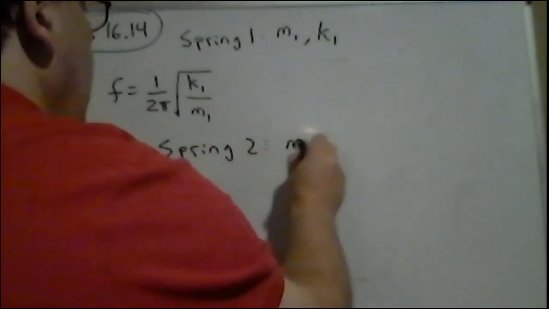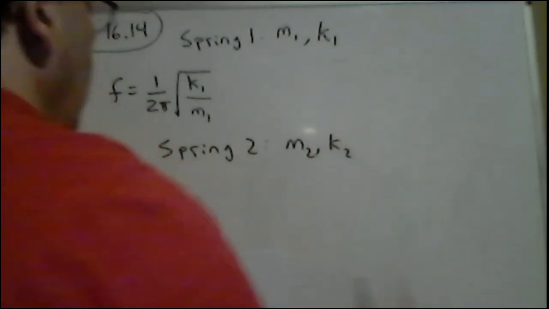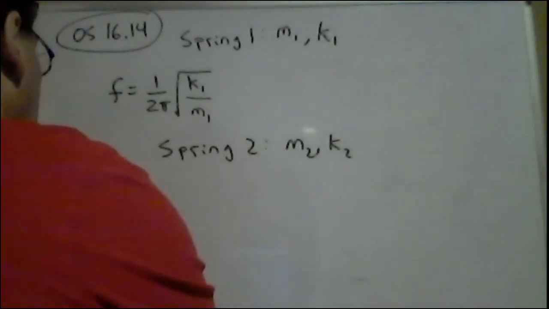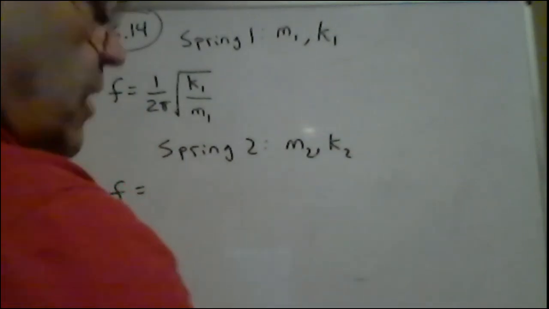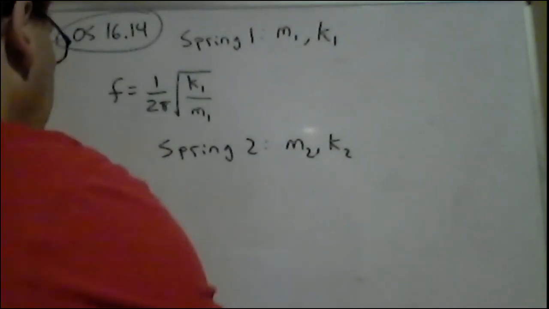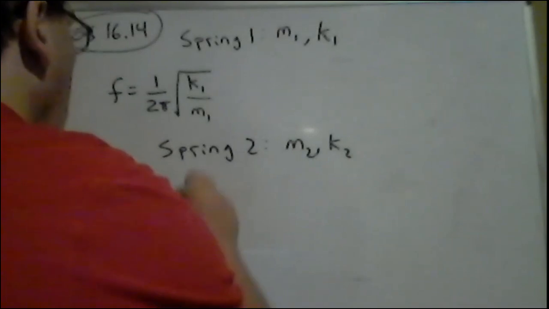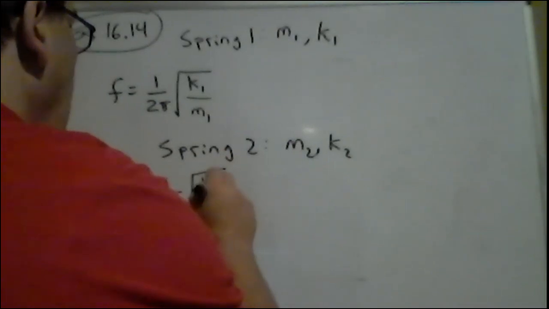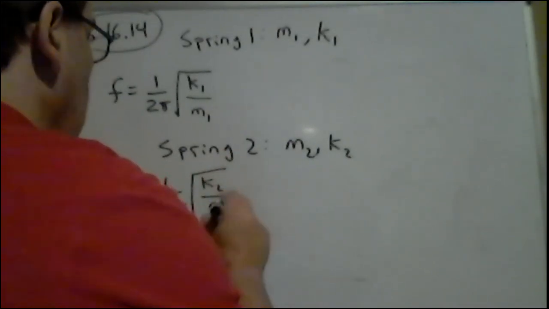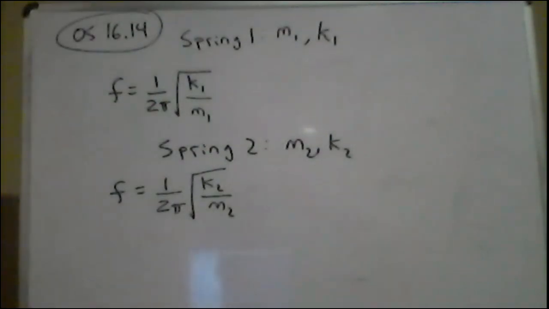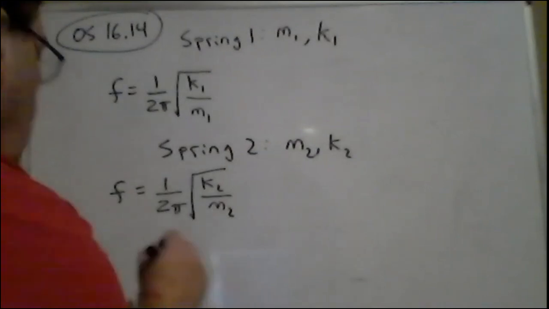Well, it'll be defined by an M2 and a K2. And the frequency, which I'm being told needs to stay the same, I'll keep F the same. Again, that would be 1/2 pi square root of K2 over M2. I'm being told the frequency must be the same. That means that these two can be equated.